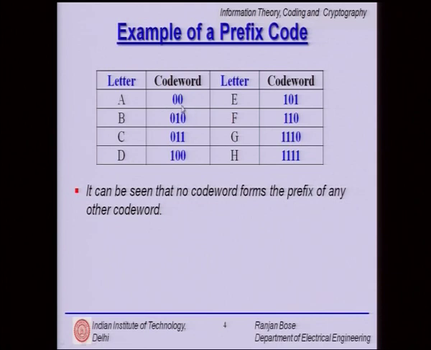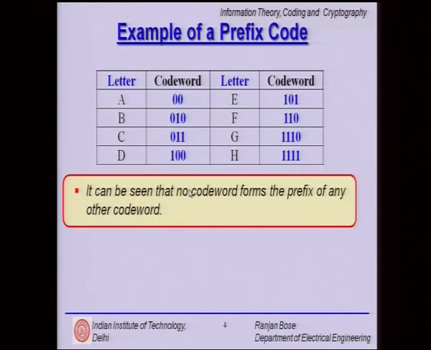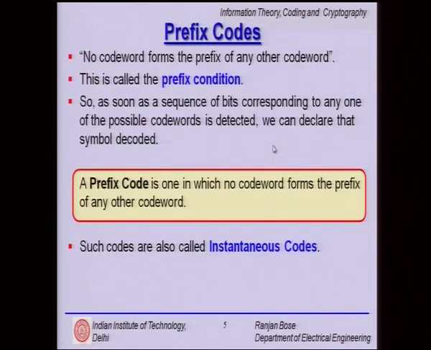For example, 00, which is the code word of A, nothing begins with 00, or 011, which is the corresponding code word for C, none of the code words start with 011. This means no code word is a prefix of any other code word. This is the basic essence of this code. This condition that no code word forms the prefix of any other code word is called the prefix condition.